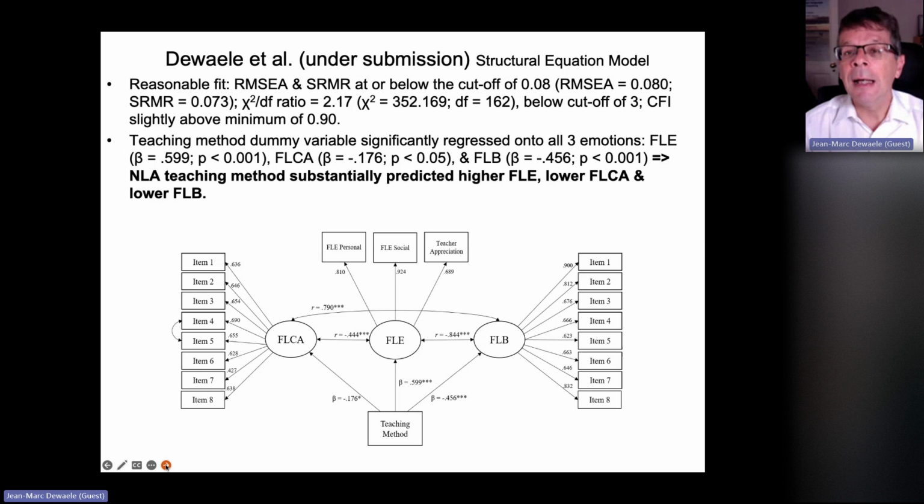And then because ANOVAs allow you to do the analysis for one effect three times separately, the advantage of using structural equation modeling is that you can look at the effect of different variables simultaneously. So here we looked at the effect of the teaching method on the three emotions. And what we discovered was that the neurolinguistic approach teaching method predicted higher enjoyment, lower anxiety, and lower boredom. So I think this has pedagogical implications, namely that it is important to talk to your students about things they are interested in and invite their opinions and value their views.